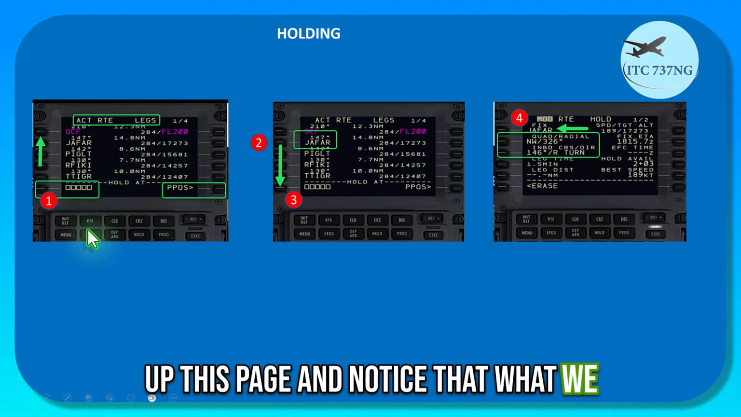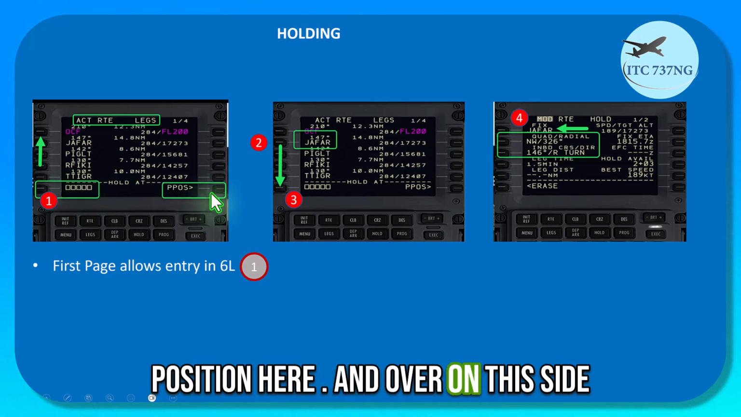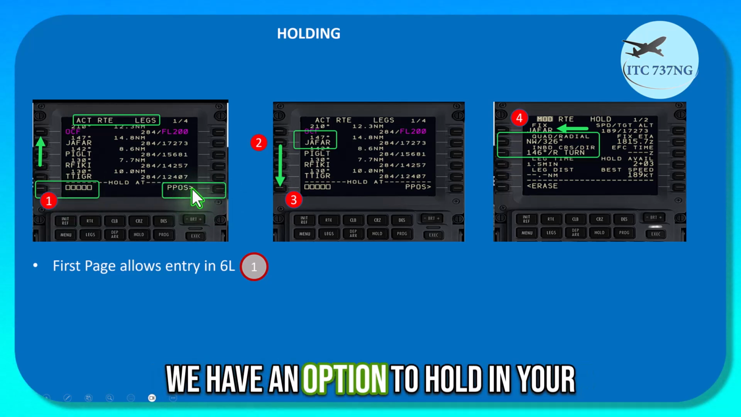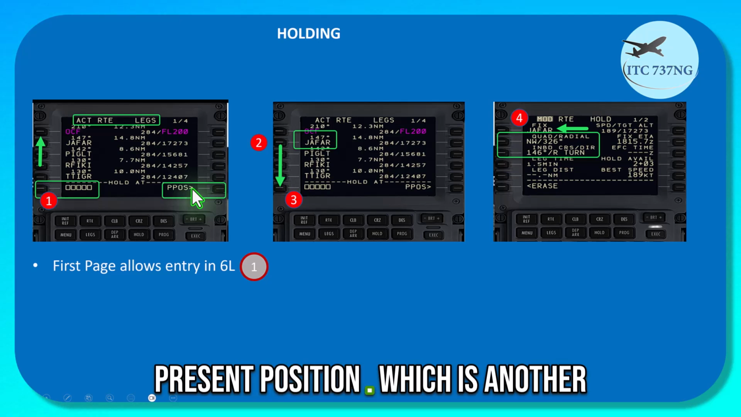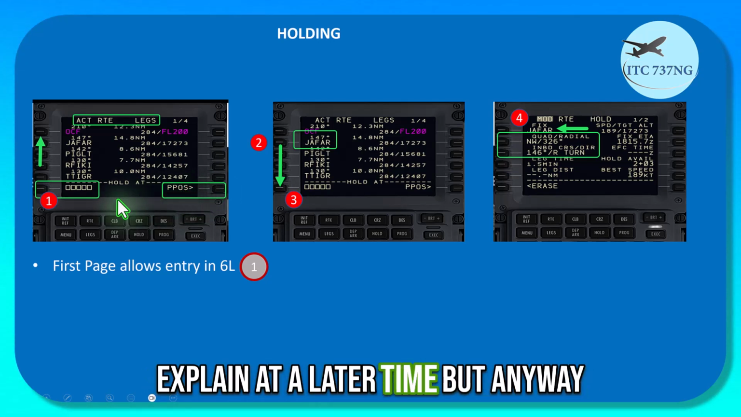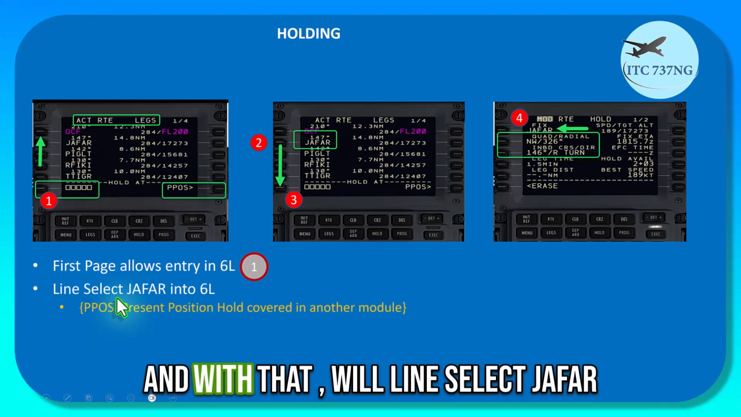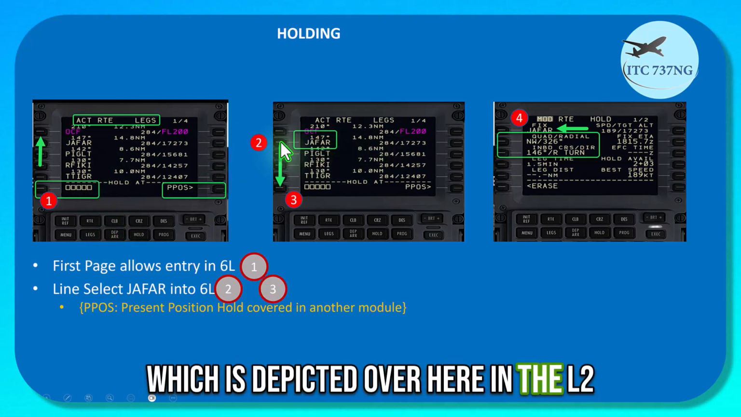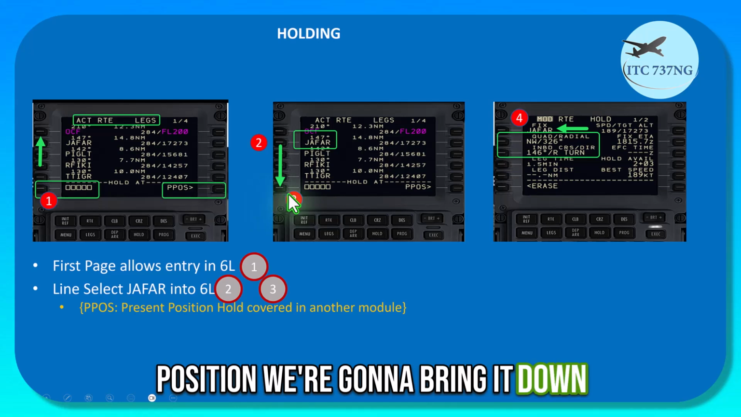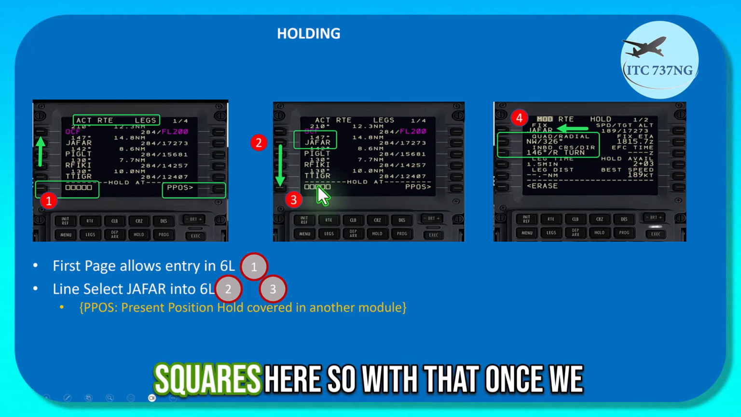And notice that what we have here are some blanks in the L6 position here, and over on this side, we have an option to hold in your present position, which is another step and another situation that we'll explain at a later time. But anyway, I'm going to select that next hold, and with that, we'll line select JFAR, which is depicted over here in the L2 position. We're going to bring it down into that L6 position and fill in these squares here.